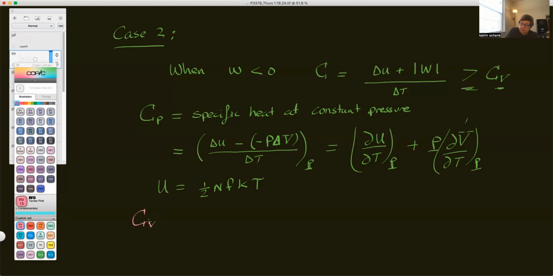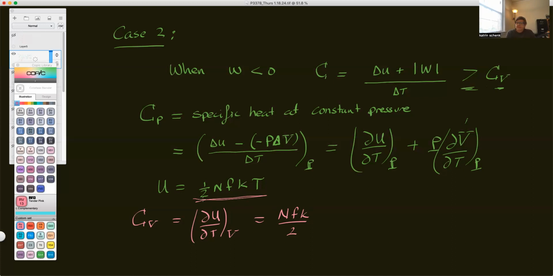CV is easy, because I know that CV is partial U, partial T at constant volume, right? And that is easy for this term, like I told you when I was just talking about it. This would be N f k over 2, right? I'm just taking the derivative of this with respect to T. So that's really great. Now, is that really what it is for certain gases? Yeah, it's pretty close, okay?